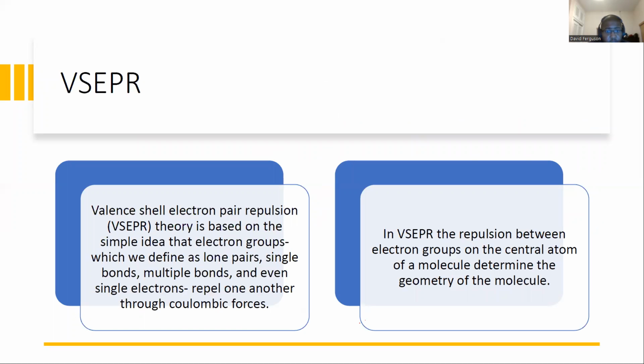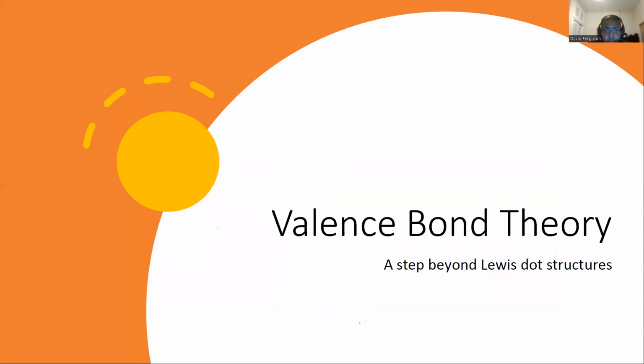VSEPR is based on the simple idea that electron groups, which we define as lone pairs, single bonds, multiple bonds, and even single electrons, repel one another through Coulombic forces. So you want to make sure you're looking at the central atom.